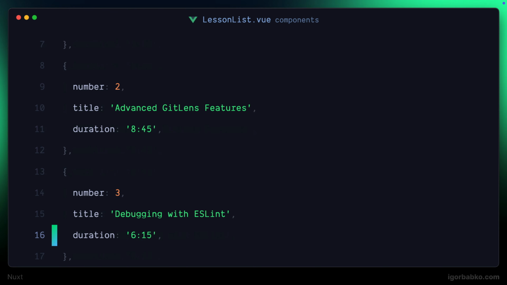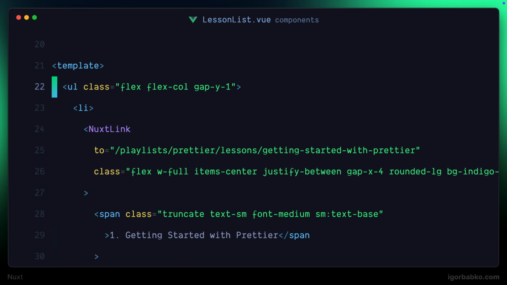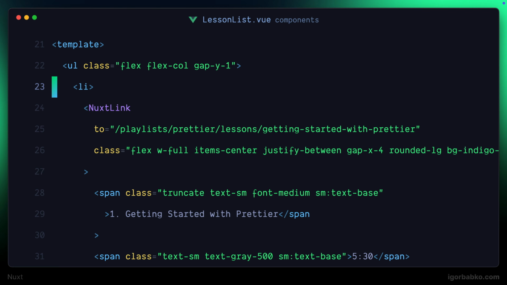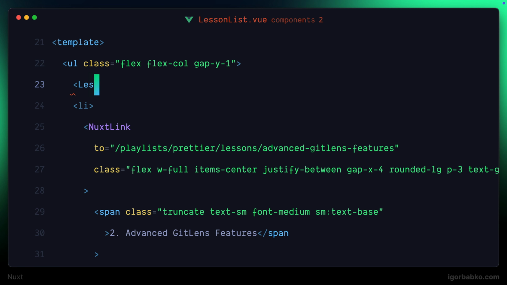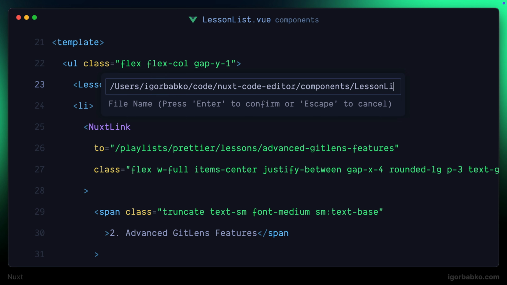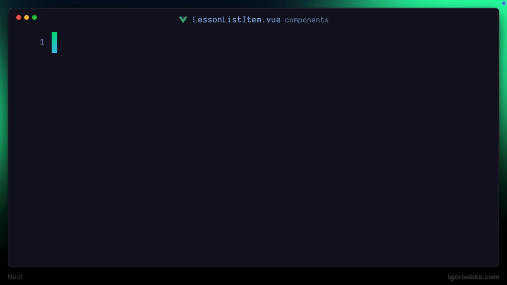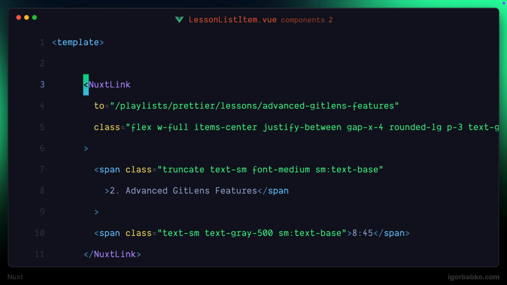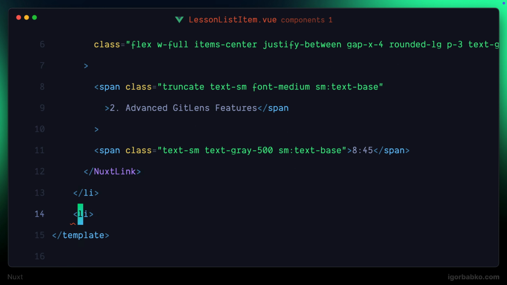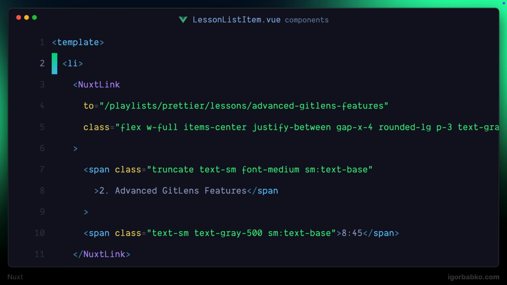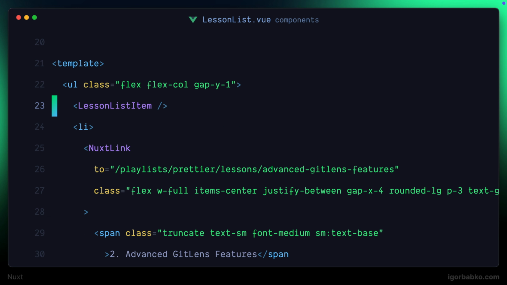extract markup of individual list item and use list item component instead. So we're gonna have to create new file with this component, paste markup of individual list item right here as always. I'm going to quickly fix formatting in this file, and now let's get back to lesson list component and properly render lesson list item components in the loop.